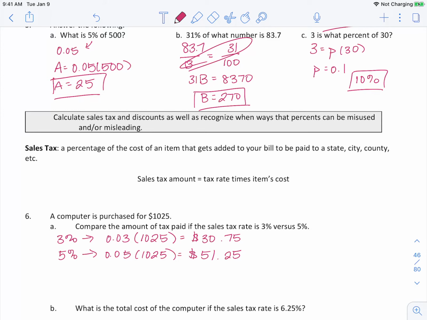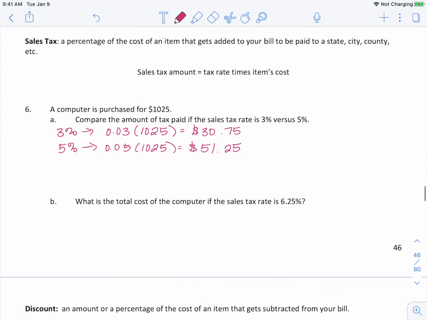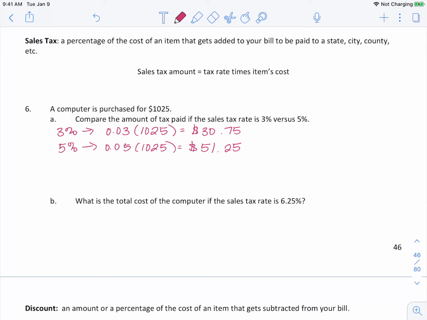For B, it says, what is the total cost of the computer if the sales tax rate is 6.25%? So 6.25%, we do 0.0625 times 1,025, and that gives you 64.0625. Now remember, this is money, so I have to cut it here, so it's $64.06.